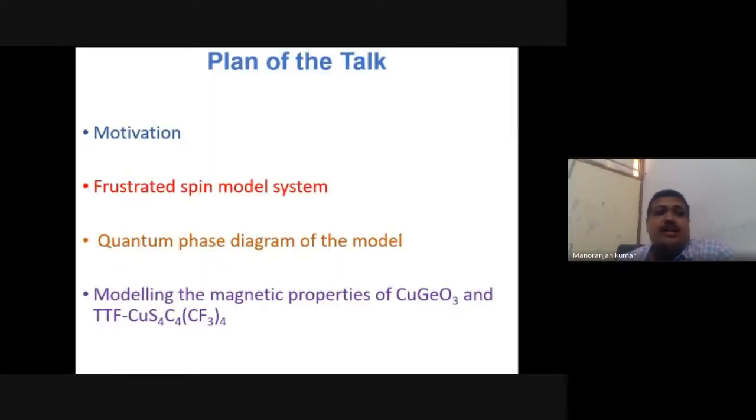Plan of my talk: first I'll discuss the motivation, and then I'll talk about a few frustrated spin model systems, and the quantum phase diagram of this spin model system, and then I'll talk about the modeling of magnetic materials, copper germanate and a metal organic compound.